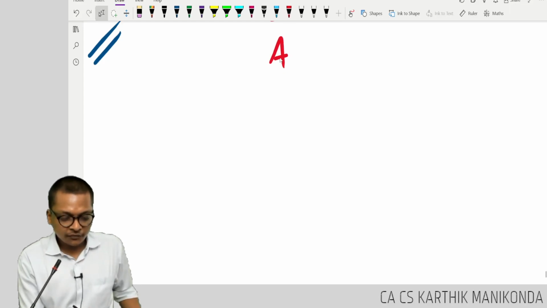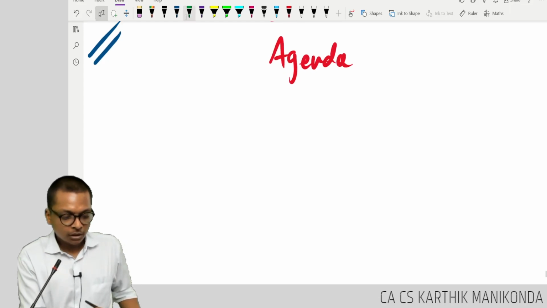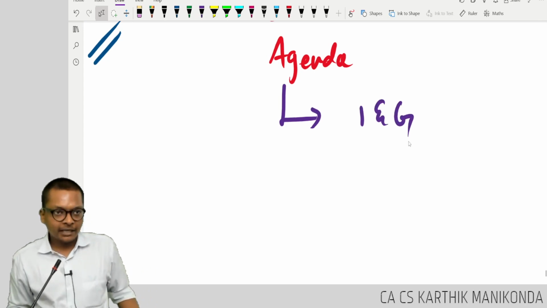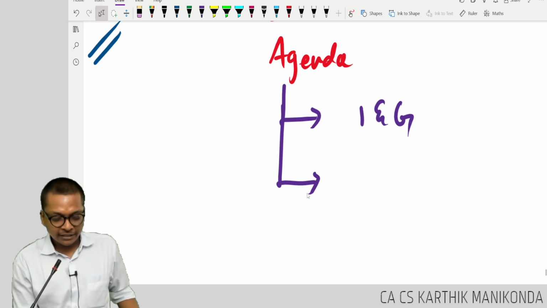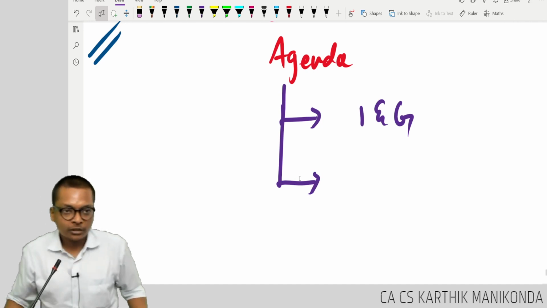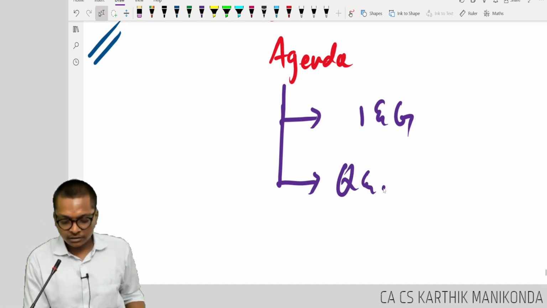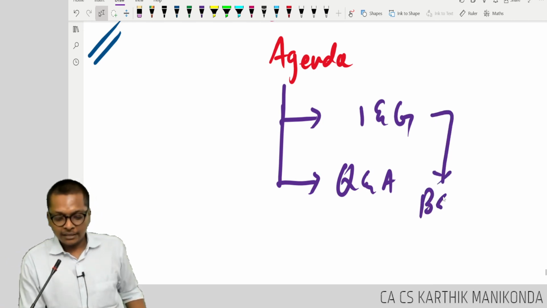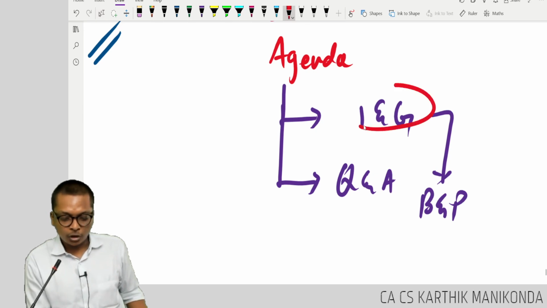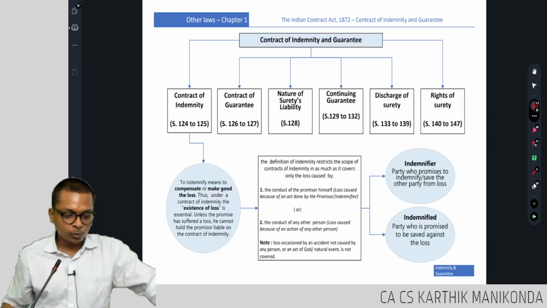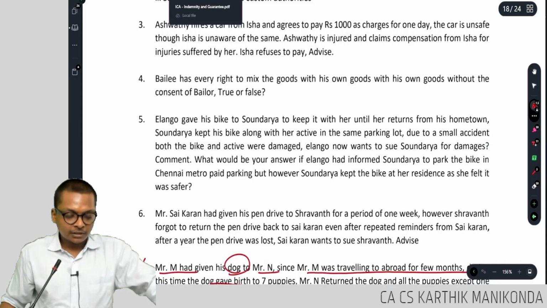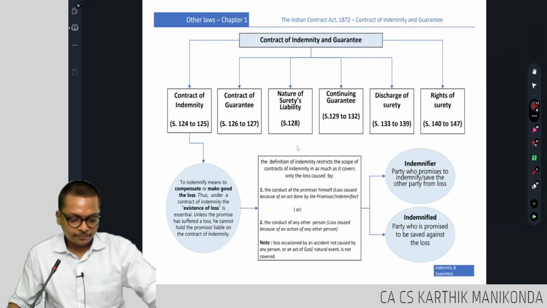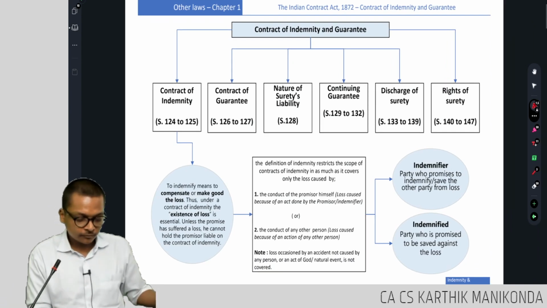Yeah, the agenda for this session is basically simple. First, we'll complete indemnity and guarantee, and towards the end of today's discussion I also want to complete the question and answer discussion for indemnity, guarantee, and also bailment and pledge. But first, we'll focus on concept and then we'll do both the questions together. Is that fine, guys? Okay, questions for all chapters. Let's start off with indemnity and guarantee.